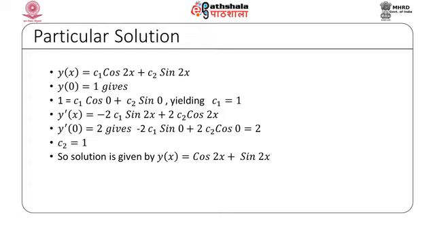We differentiate y with respect to x. So, y dash x is minus 2 c1 sin 2x plus 2 c2 cos 2x. In this we put x equal to 0 to get the value of the derivative at x equal to 0. So, y dash (0) is 2. So, we get minus 2 c1 sin 0 plus 2 c2 cos 0 is 2, and cos 0 is 1 and sin 0 is 0. So, the first term becomes 0. We get 2 c2 into 1 is 2, giving us c2 is 1, and so the solution is given by y(x) is equal to cos 2x plus sin 2x.